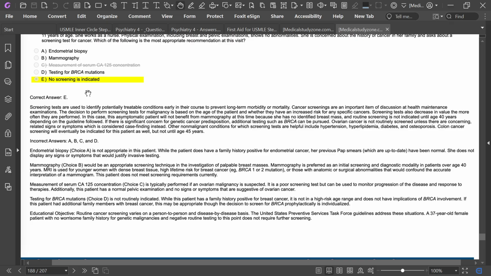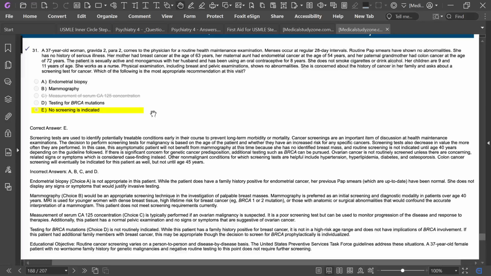She has two, the mom and the aunt. But I think there was one question that we saw. I don't know if it was here. They were saying that you do the BRCA ones when the family members had the breast cancer.